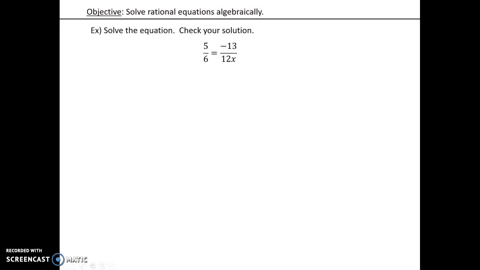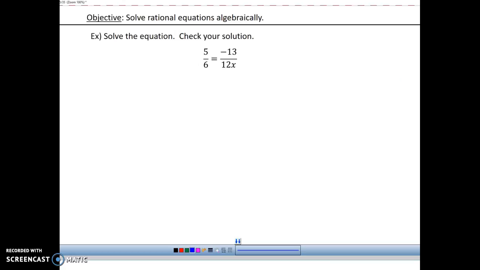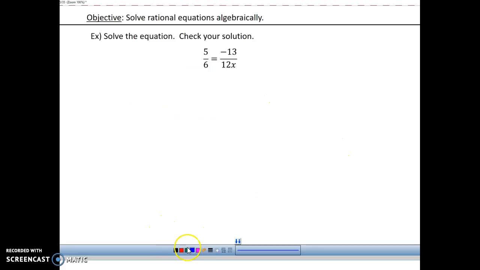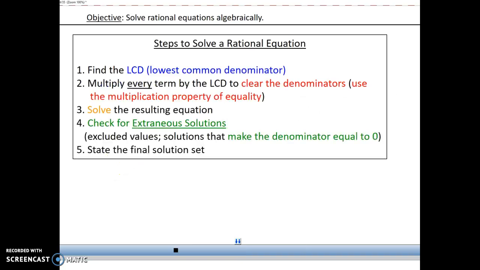So let's take a look here. The first example, we have 5 over 6 equals negative 13 over 12x. So if we look back at our steps, step 1 was to find the LCD. So my step 1 is to find the LCD. In order to do that, remember you're trying to factor 6 into 12. 6 goes into 12, so then 12 would be the LCD, and then I also have an x. But 6 times 2 would give me 12. If these two numbers didn't have anything in common, like for example a 3 and a 7, then you would multiply 3 and 7 would be 21 over here. So my step 1 is done, 12x is my LCD.